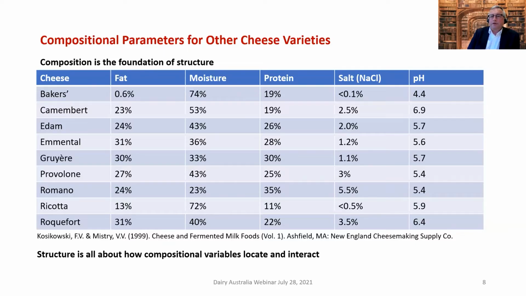And finally, the pH. And the pH is very important for dictating structure in cheese. And that varies from around about the coagulation point of caseins, the isoelectric point, which is around about 4.6, sometimes slightly below that. It's sort of like yogurt pH, all the way up to neutral.